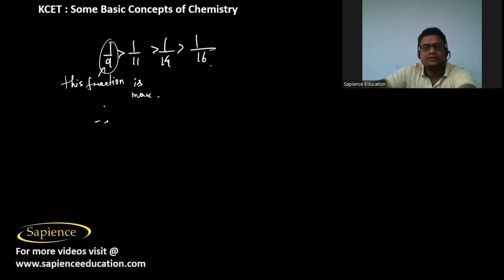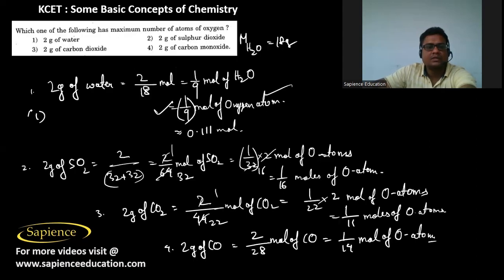So therefore, 2 gram of water has the maximum number of oxygen atoms. So it means that option 1 is the correct answer.